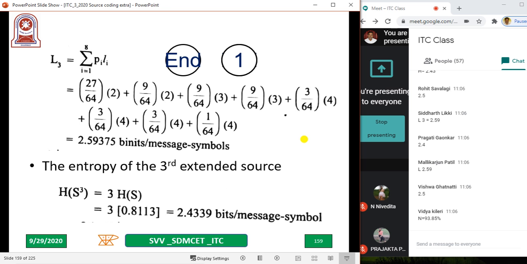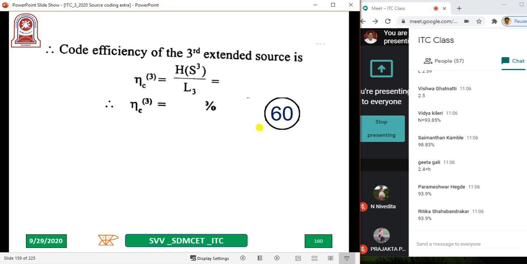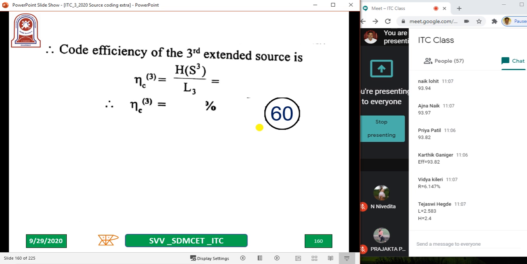Vishwa, Vidya Kalkeri, 93.85 percentage she told as efficiency. Geeta 2.4 equal to H. Parmeshwar 93.9 he got. Ritika 93.9. So let me show you the answer. Simply divide it by L, H of S3 by L3. 93.9, Adnya, Karthik, Vidya, Priya and Tejasvi, Hegde, Simran. All are getting the same answer.